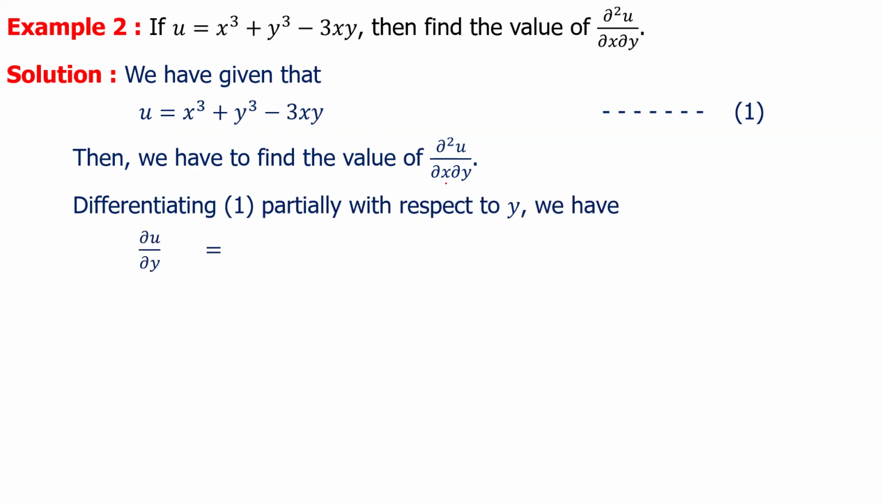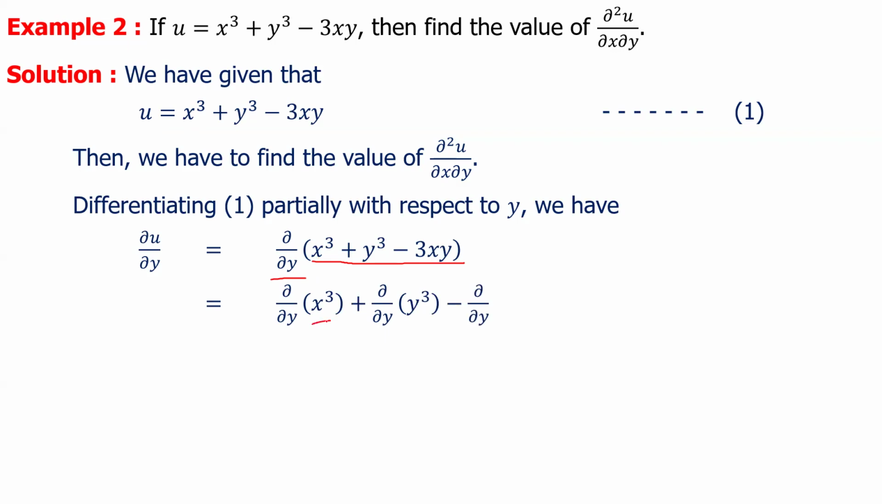Then we have del u del y. So the partial derivative of x cube plus y cube minus 3xy with respect to y. Let us separate the different terms. Partial derivative of x cube with respect to y, partial derivative of y cube with respect to y, and partial derivative of 3xy with respect to y.